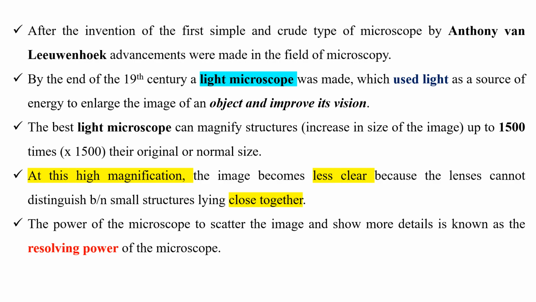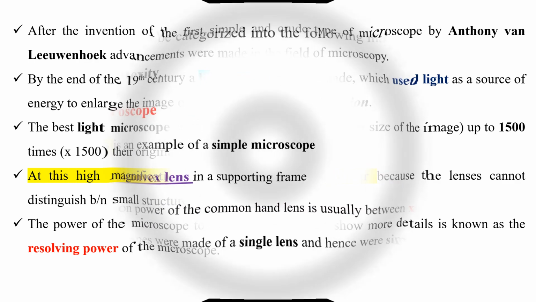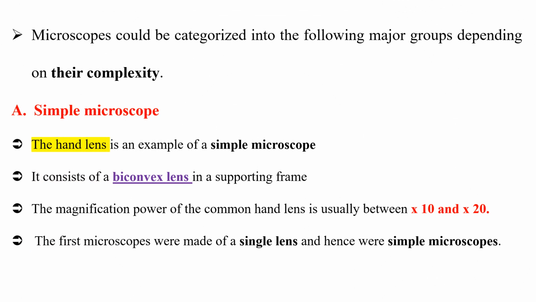The microscopes could be categorized into the following groups depending on their complexity. Let me start from the simple one. The simple one is called a simple microscope. This simple microscope is a hand lens. An example of a simple microscope is the hand lens, which consists of a biconvex lens in a supporting frame.